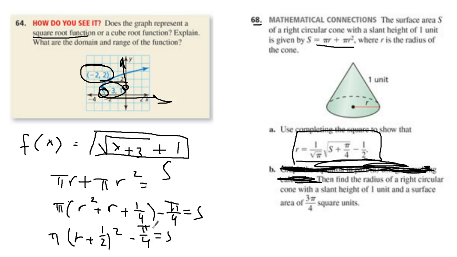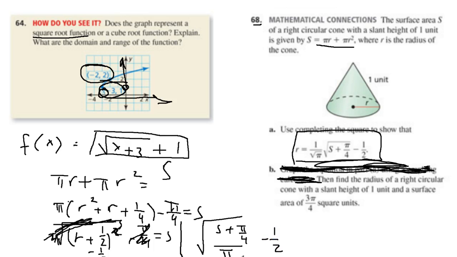Add pi over 4 over to the S side, you get S plus pi over 4. Then you divide everything by pi, so you'll do over pi. And then you take the square root, so you get rid of the square. Then subtract 1/2. That's the final step. Subtract 1/2. So this is the equation that you get.